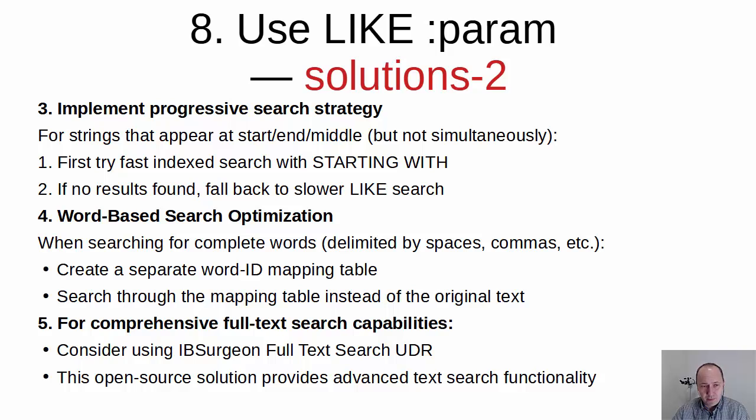And if you really need full text search, there is also a solution. We have a free open source full text UDR. It is available on GitHub, or you can search for it on firebirdsql.org, where you can implement and use full text search functionality, which is much wider than just wildcard search, using the Lucene C++ engine. And it will be, of course, the most powerful and fastest way to perform full text search.